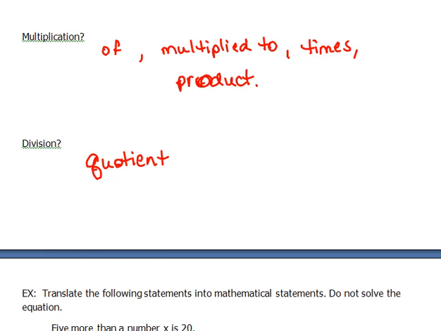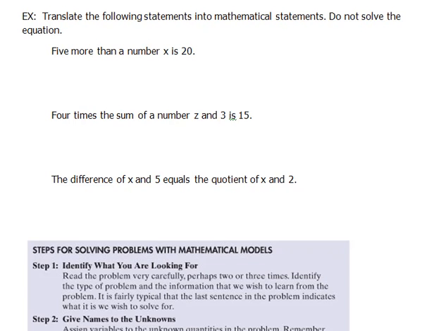Let's practice on just translating some statements into mathematics. And notice that our directions here say not to solve the equation. So we're just going to simply do the translation. Now let's look at this. We have 5 more than a number, x, is 20. So let's look for some key words here. We've got more than. Now that's a key word for an addition. We also have another key word here that's is. Is means equals in mathematics.